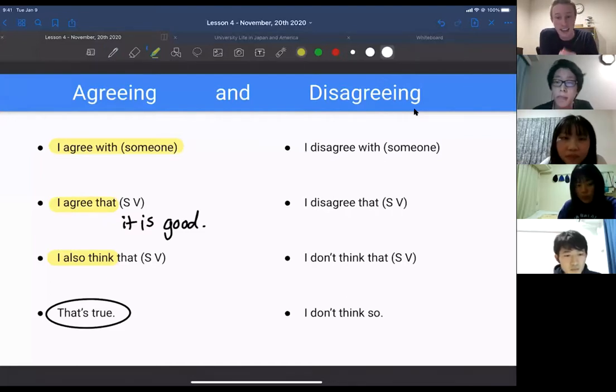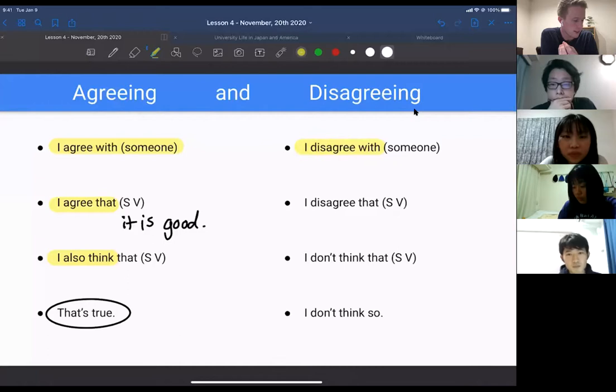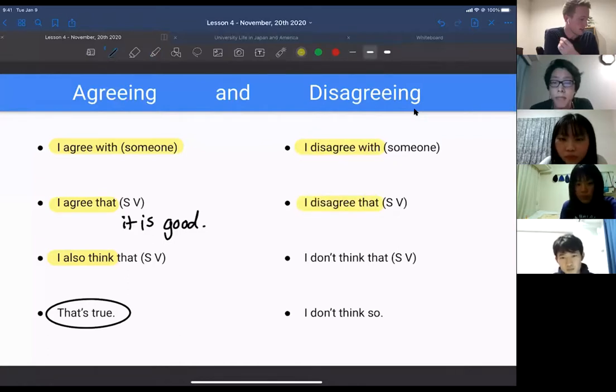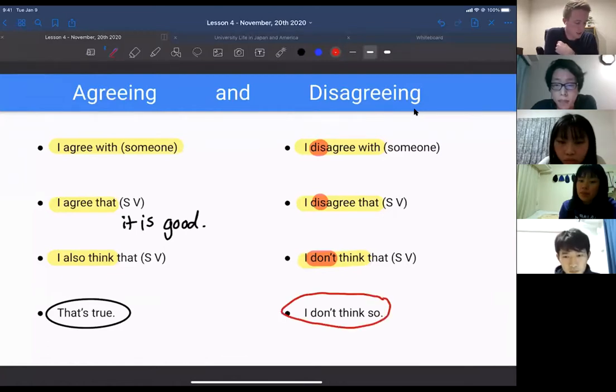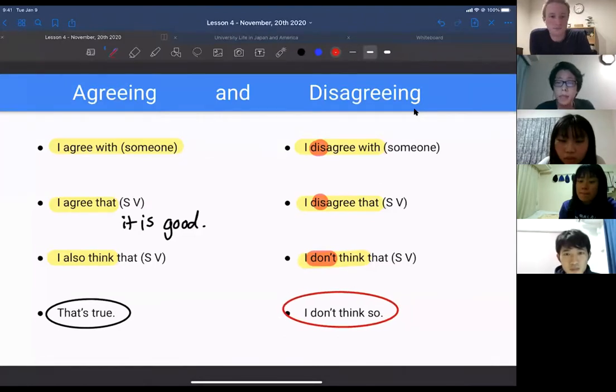Disagreeing is the exact same. I disagree with, I disagree that, S V. This is the same, just "dis," which means not. I disagree. Very easy. You also can say "I don't think" instead of "I also think." I don't think that something. And a good phrase for disagreeing is "I don't think so." There we go. I don't think so.